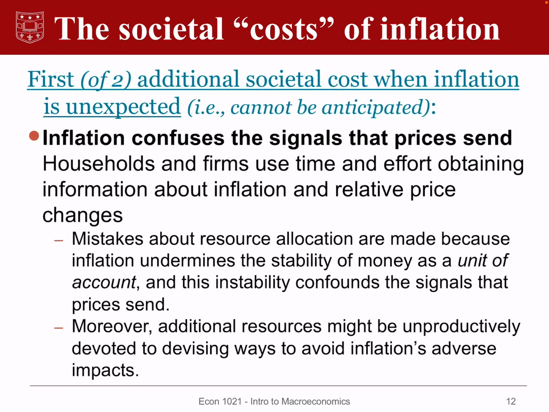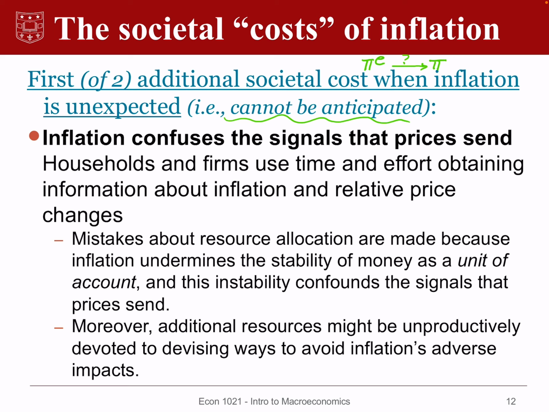So shoe leather costs and menu costs are both costs of inflation that will arise with or without perfect understanding of what inflation is. There are two other kinds of costs that are imposed on society that happen particularly when we don't know what the rate of inflation is or is going to be. So, again, when we say inflation is unexpected, it means that we form an expectation of inflation, but we don't know whether that's going to be the one that actually materializes.